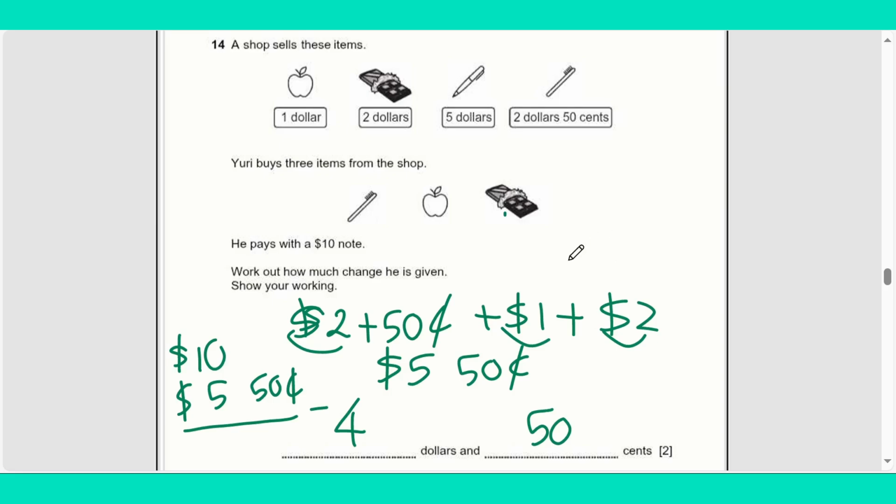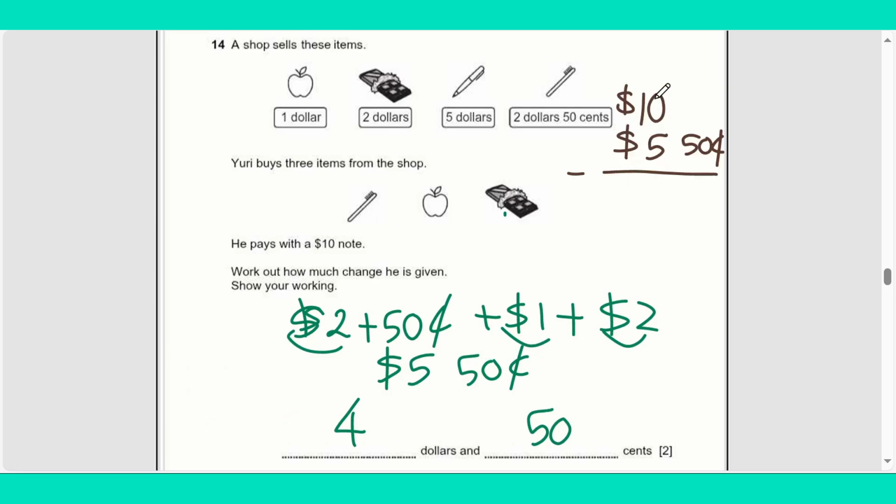So we cannot subtract this directly, so we have to convert this $10 into $9 and $1, which is 100 cents. $9 plus 100 cents. Why do we do that? So we can subtract the 50 cents from here. So 9 minus 5 is $4, and then 100 cents minus 50 cents is 50 cents. That's how we got our answer down there. Okay guys, $4.50.